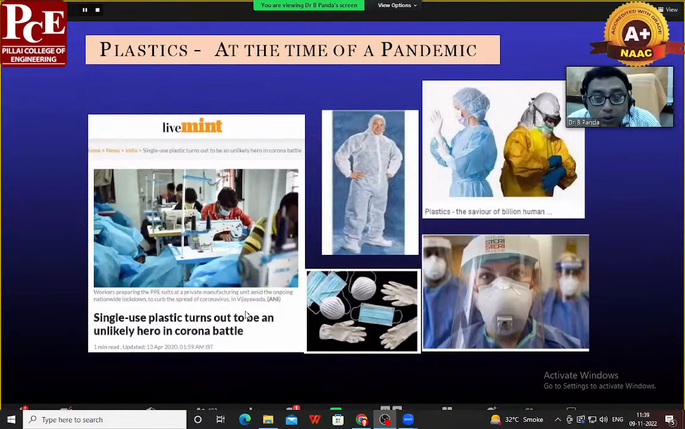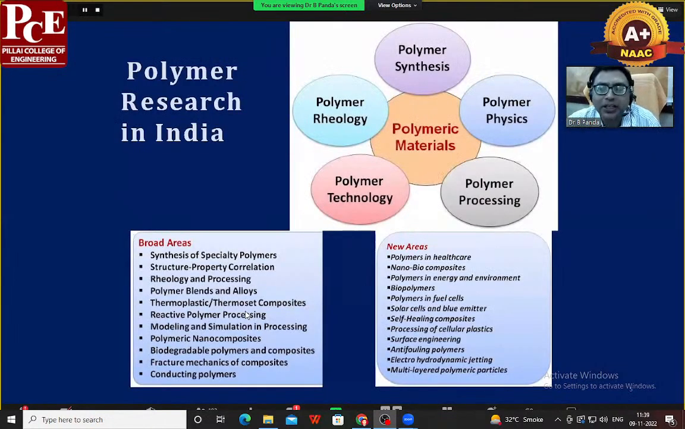Now, this is our lacking. This is our limitation, that we are not able to explore that much. Much research is going on in that area also. Now, polymer research in India. Because we are in India, we need to discuss that if I want to adopt one topic, like polymer and polymeric material, what is the current scenario? What research is going on in India?